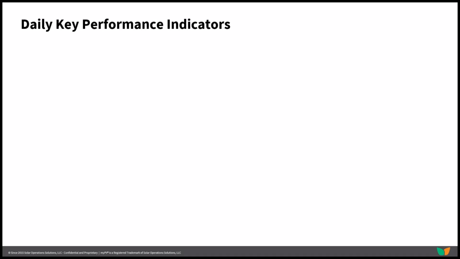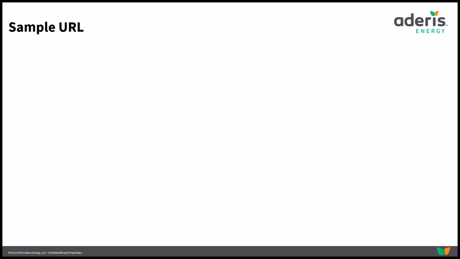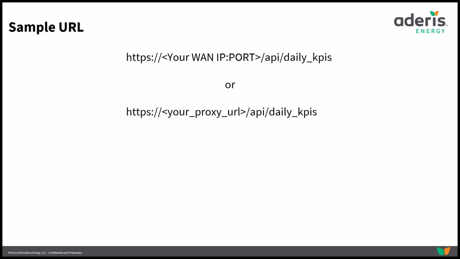The Daily KPIs endpoint provides access to daily key performance indicators for solar power generation projects. It allows users to retrieve data on specified projects, variables, and devices within a defined date range. This data helps in monitoring and analyzing the performance of solar installations over time. To effectively use the API, it's crucial to understand the components of the URL and how to construct requests. Below is a breakdown of the URL structure.